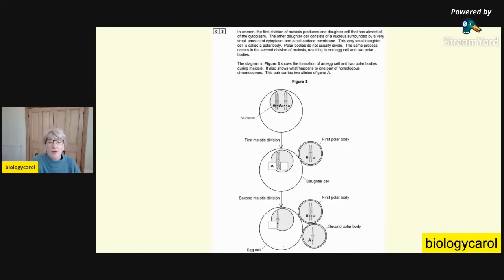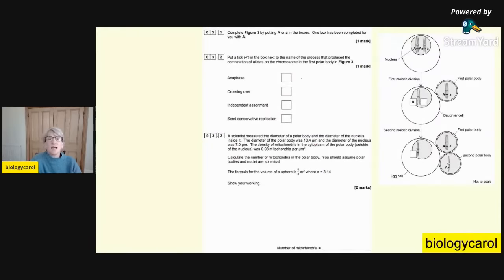And here it is. Here is the final normal egg with 2 polar bodies, and only 2 polar bodies because, of course, this first polar body didn't go on and divide to produce another one. I hope that makes sense. And here is the question. So once you've got your head around all of that, here is the question. Complete figure 3 by putting big A or little a in the boxes. One box has been completed for you.